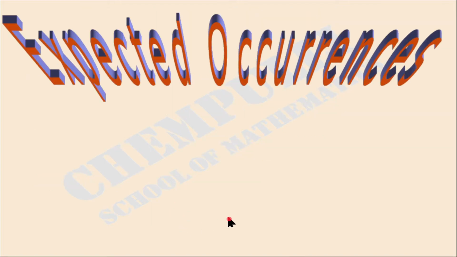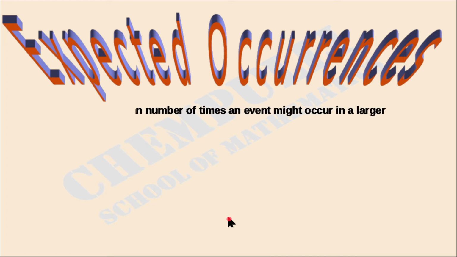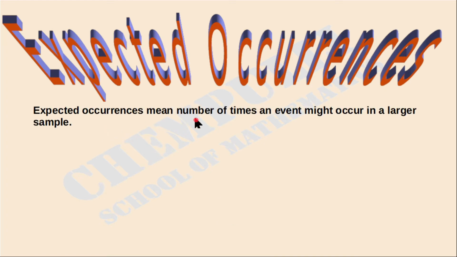The next topic, expected occurrences. Expected occurrences means the number of times an event might occur in a large sample. This is how we can find expected occurrences: expected occurrences is equal to the probability of the particular event times the number of trials. You can check one example.